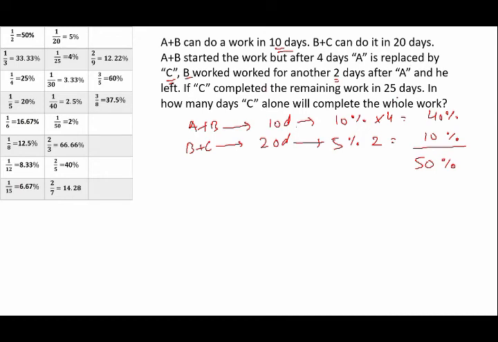If C completed the remaining work in 25 days, the remaining work is 50%. C completed it in 25 days. So in order to complete 100% of work, it would have taken 50 days. So C will complete the whole work in 50 days. This was the competition safari method. Let's see how the conventional method would have worked.